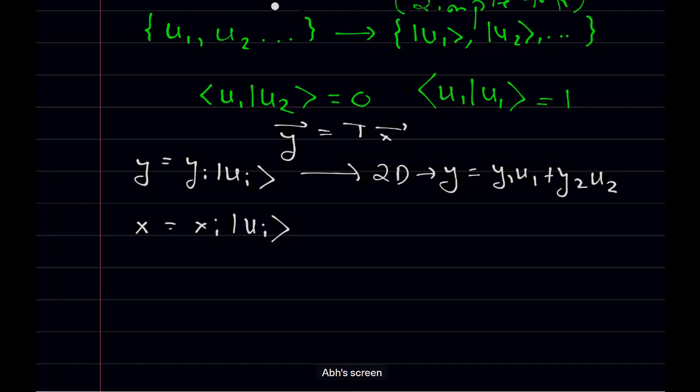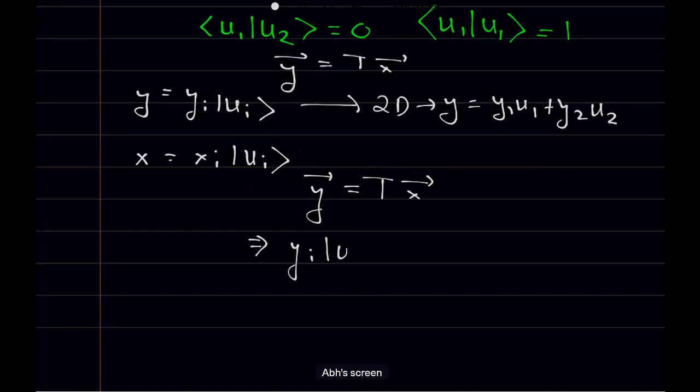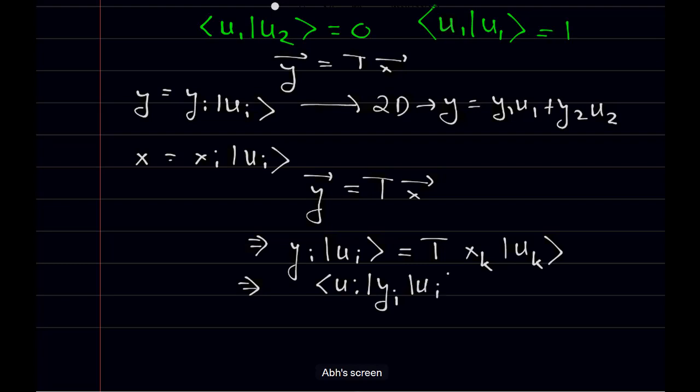Now the whole formula, y that we get by acting T on x, can be written in the following simple way: y_i u_i equals T acting on x_k u_k. That implies, if I operate with u_i on both sides, now what is y_i? y_i is a simple number, so I can just take y_i outside.